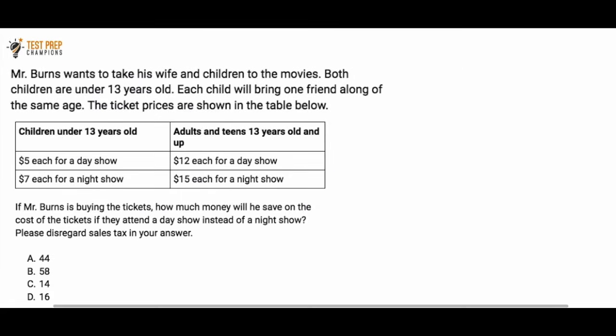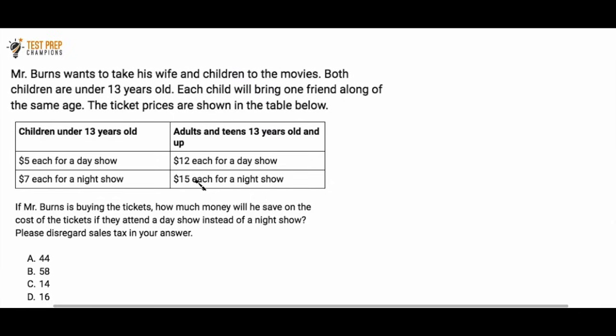Mr. Burns wants to take his wife and children to the movies. Both children are under 13 years old. Each child will bring one friend along of the same age. The ticket prices are shown in the table below. Children under 13 years old, $5 each for a day show, $7 each for a night show. Then we have over here, adults and teens 13 years old and up, $12 each for a day show, and $15 each for a night show.